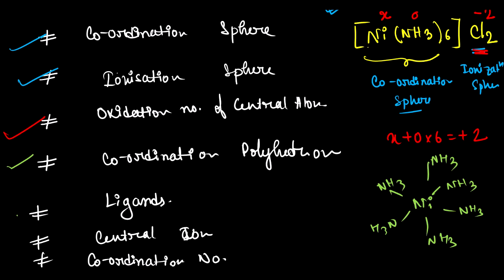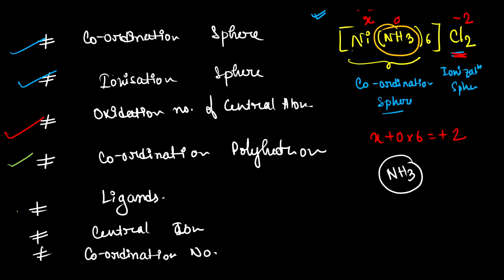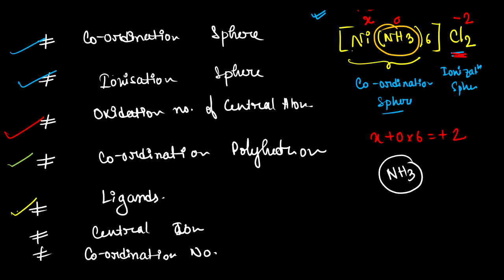Next, the ligands. What are the ligands? Ligands are the atoms, ions, or molecules which are attached to the central metal atom. So here the ligands are ammonia, NH3 molecules. Ligands are the atoms or molecules or ions attached to the central atom. Now which one is the central atom? We can understand the central atom is nickel here. The atom which is surrounded by the ligands is the central atom.